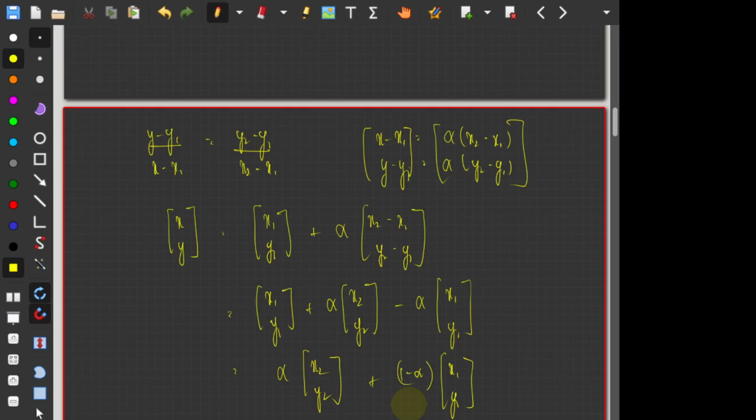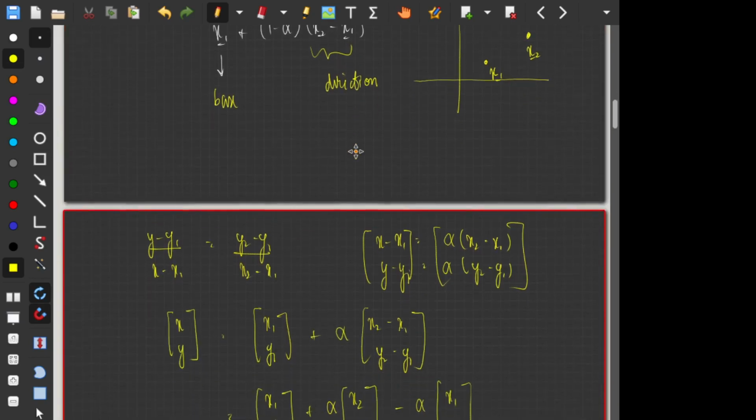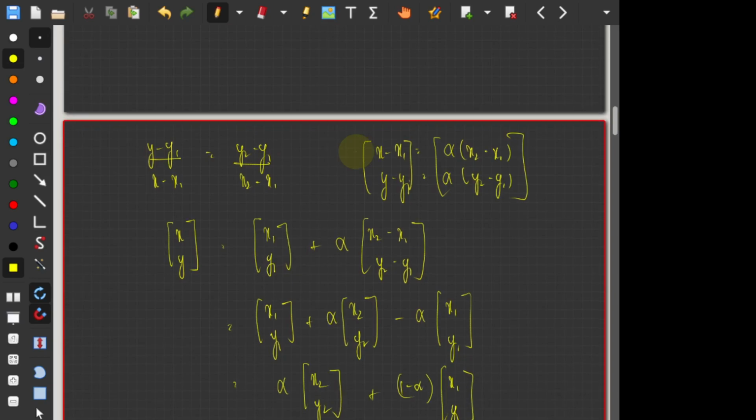Right? So what did we do? We started off with this particular equation, (y minus y1)/(x minus x1) equal to (y2 minus y1)/(x2 minus x1). I just rewrote this in the form of a vector, but I also introduced this new parameter alpha. So effectively what we have is the parametric form of the equation of a line. By varying the parameter alpha from minus infinity to plus infinity, I get different points on the line.